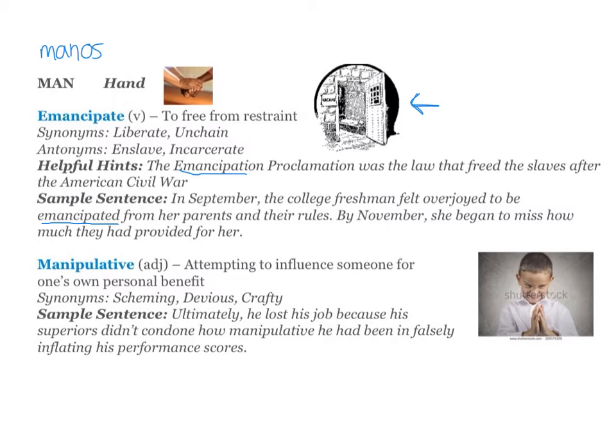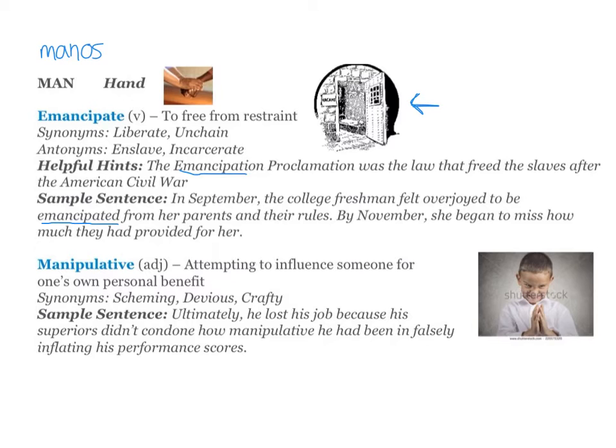Your next word is manipulative, which means attempting to influence someone for one's own personal benefit. Your synonyms here are some other good words: scheming, devious, or crafty, which really means you're trying to trick someone or you're trying to manipulate them.